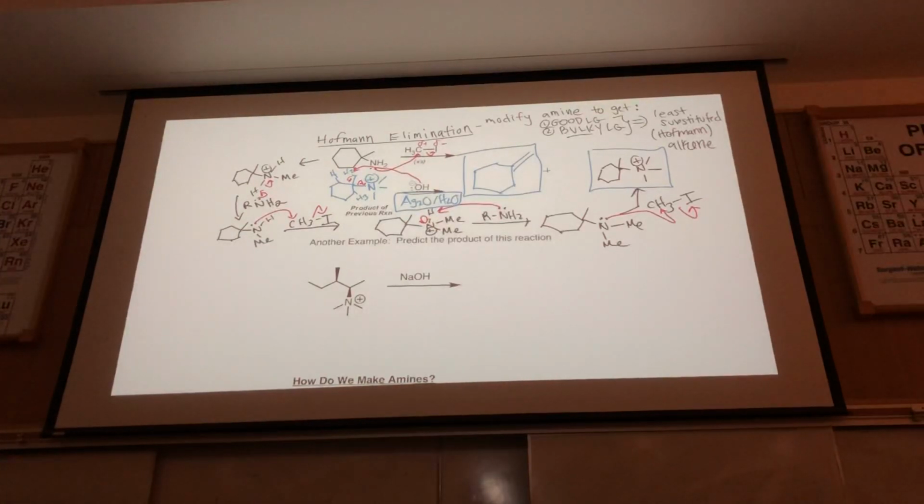Sometimes there's a little hint. If you're doing an exam problem where it says predict the product, the missing product, you might see the byproduct, the amine that came off. It's now neutral.